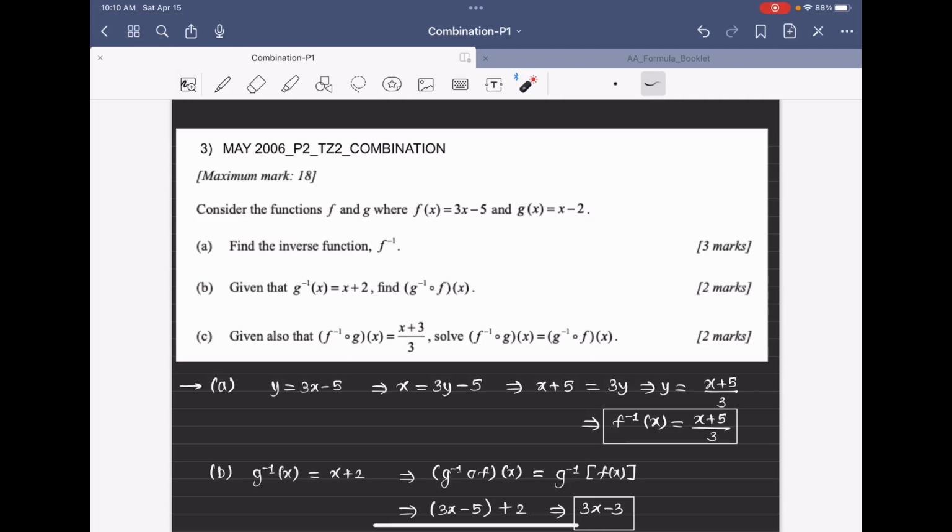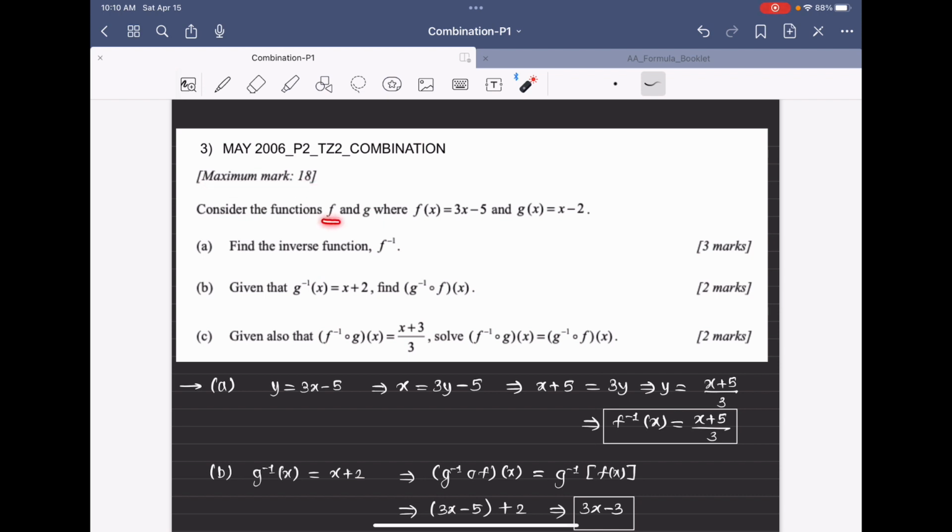May 2006, paper 2, time zone 2, combination question. This problem covers function, inverse function, composite function, as well as the integration. Let's start with this. Maximum mark 18.